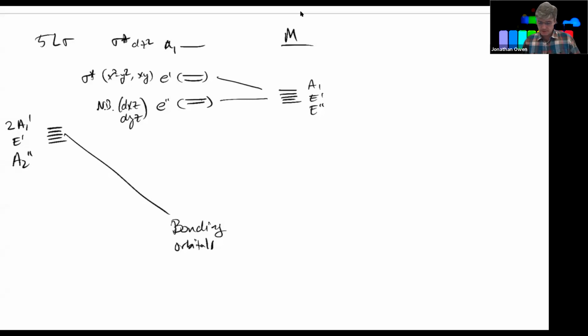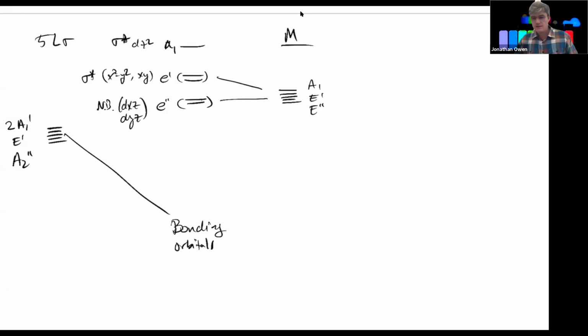So let me tell you a little trick to remember. When you have an odd principal axis, like we do in iron pentacarbonyl and D3h, x and y go together. Px and py go together. x squared minus y squared and xy go together. And xz and yz go together.